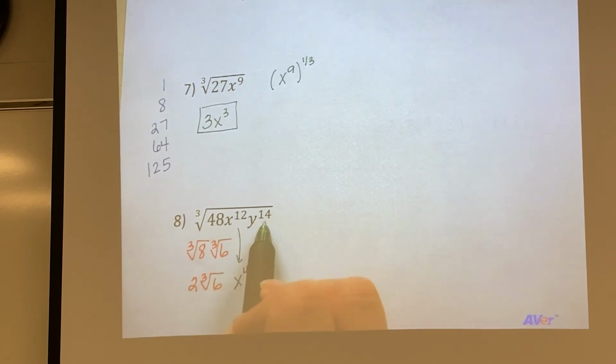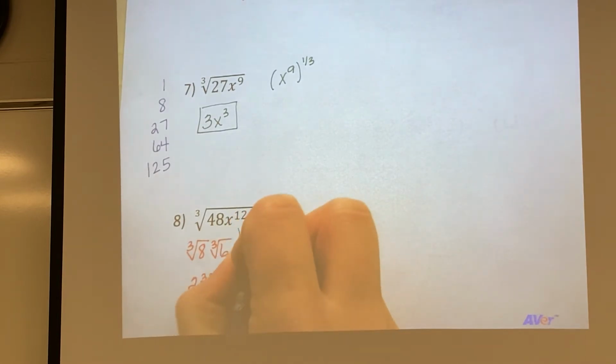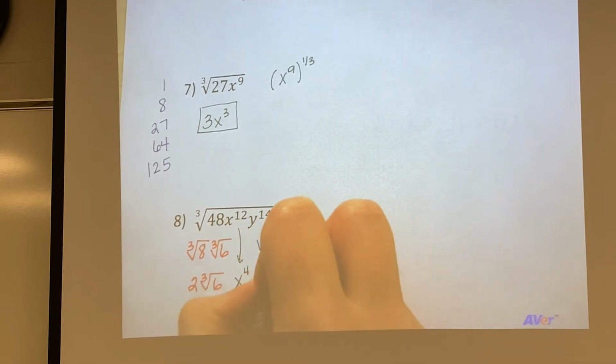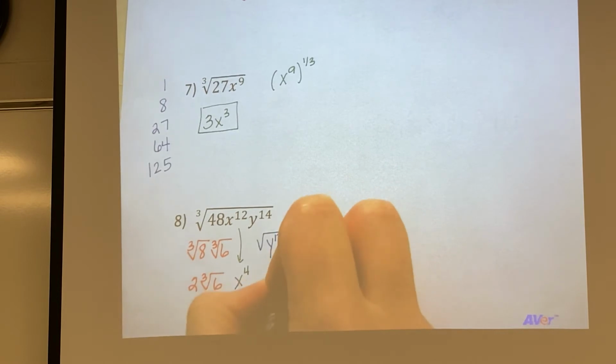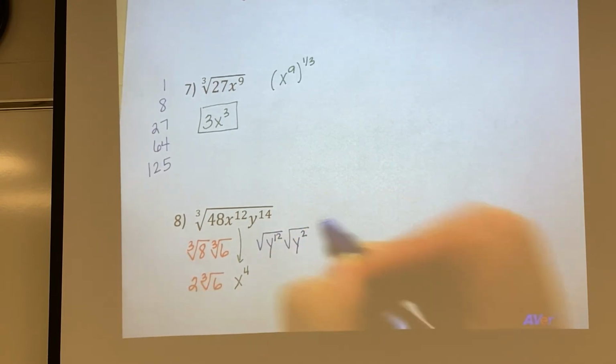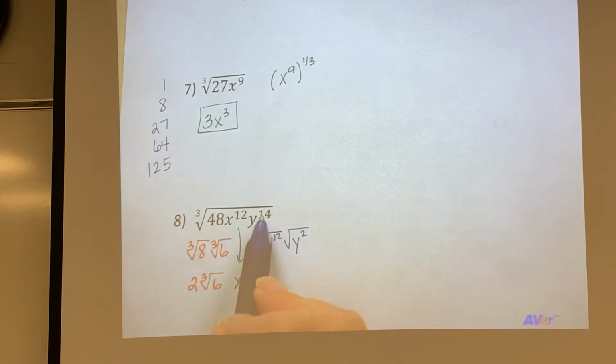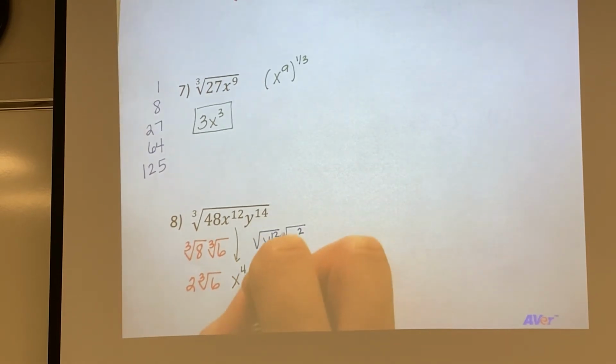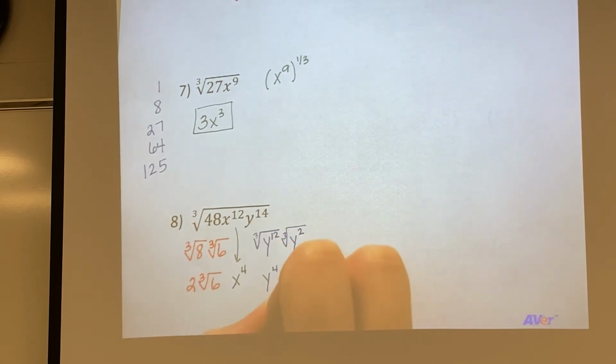Now y to the 14th. 14 is not divisible by 3. So we need to break it apart into a number that is divisible by 3 times the leftover stuff. So the biggest number less than 14 that is divisible by 3 would be 12. And to make it add up to 14 when we multiply them, the leftover stuff would be 2. So 12 plus 2 is 14. And now we have 12, which is divisible by 3. So we have y to the 4th. Oops, and these should both be cube roots. Times the cube root of y squared.